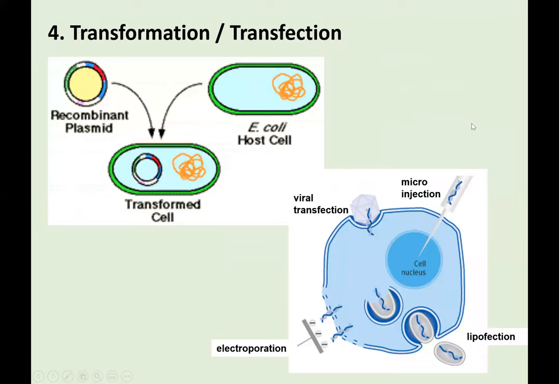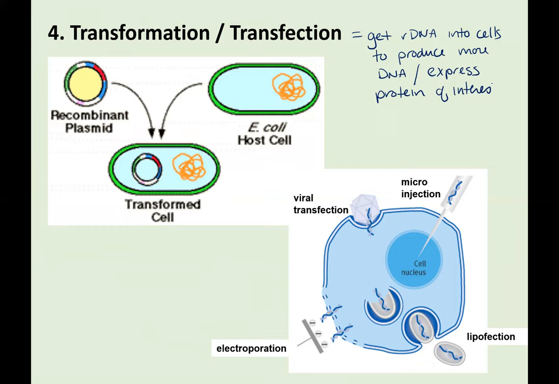is what we call transformation or transfection. And that means we get our recombinant DNA into cells to either grow up, or I should say, you guys, that might not make sense, to produce more DNA, and or express the protein of interest, the gene you cloned. Okay, both is the same concept. Transformation is when you're going into bacteria. Transfection is when you're going into eukaryotic cells.